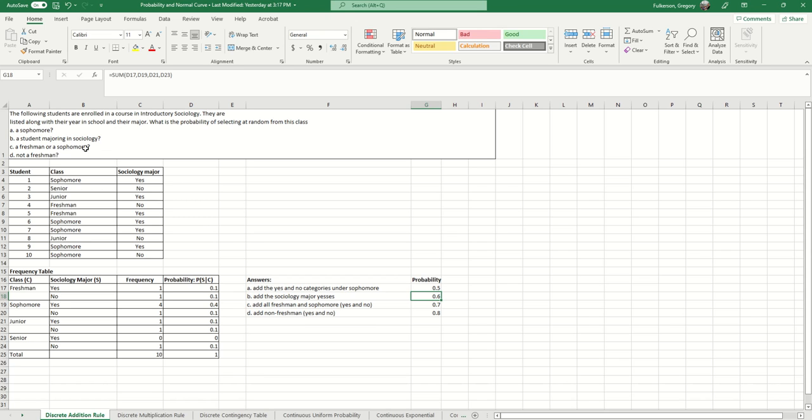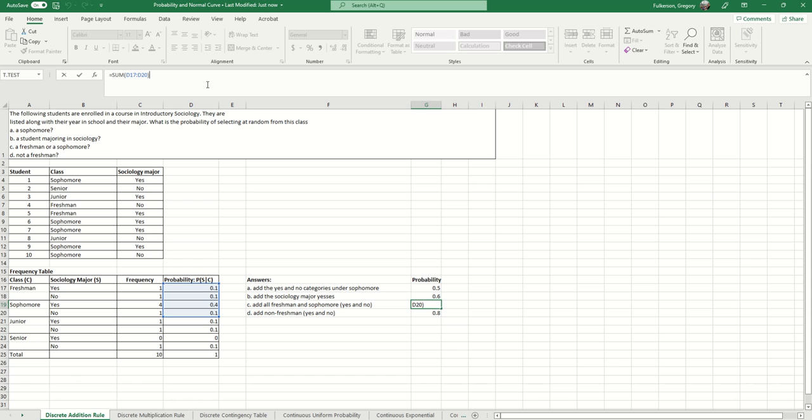The second one is a student majoring in sociology. So that's going to be adding together everybody who said yes to that item, right? So when we look at this probability, we're just adding up the yes probabilities, right? So 0.1, 0.4, 0.1, and 0.1 gives us 0.6. That's a 0 down there. Okay, I had to double check that. It didn't look right.